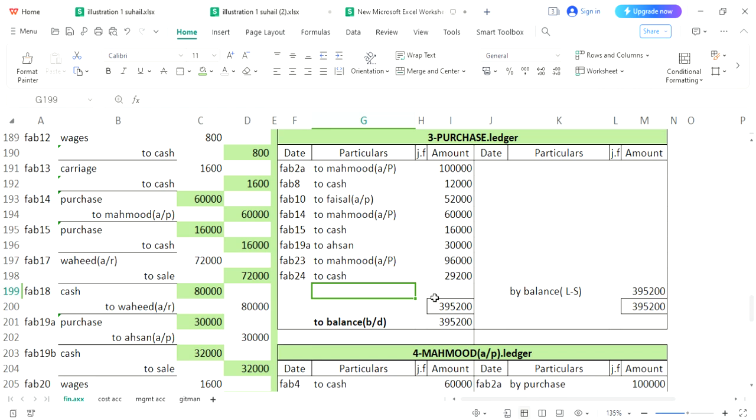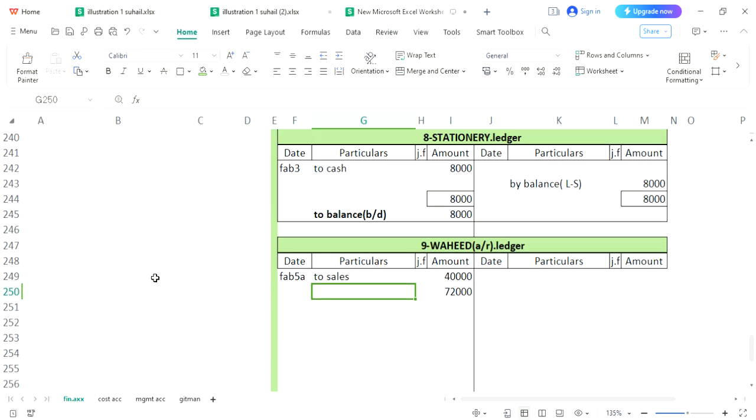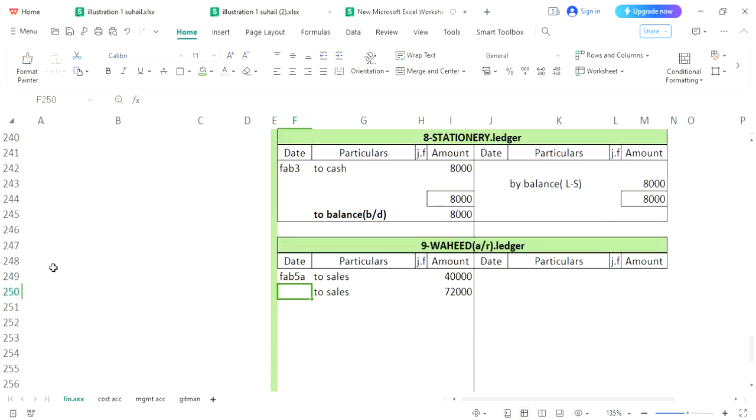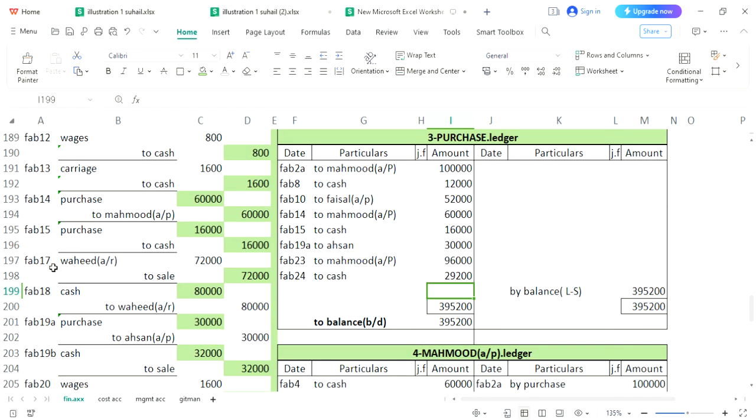72,000 we are looking. Waheed is present, and what is written on the opposite side? To sales. It would be used to write down the reference. To sales reference is written, 72,000. And now it's time to see its date, February 17. So put the date February 17 over here. The date is mentioned, the reference is given, and the amount has been posted, meaning 72,000. The entry with 72,000 is completed. So we can mark it as done.